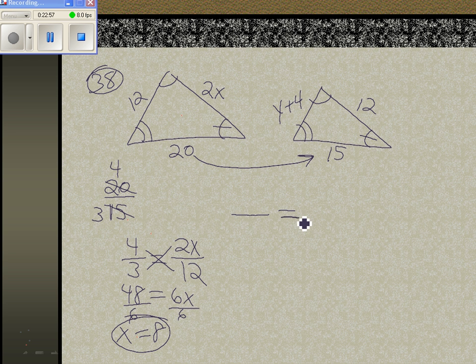We go to set up to find y. Is that all they wanted to find was x and y? Yeah. We go to set up to find y. We're going to use the same ratio right here. That's our scale factor. We can use it for any proportions we set up for these two triangles. So 4/3. Now what are we going to pick? What's going to go on top here?